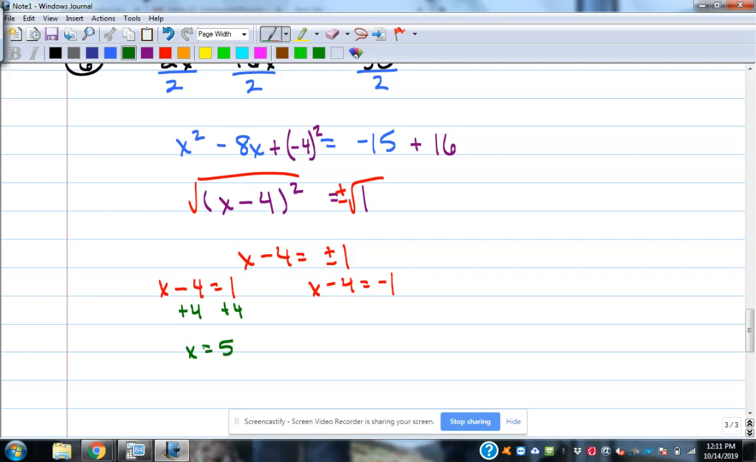X equals 5, and x equals 3. So because it was a nice number, go ahead and work it out. If the square root works out to be a nice number, go ahead and split it apart and find those two answers. If it's still got a radical in it, or if it's got an i on it, you don't have to do that. You have one little statement there. Okay.